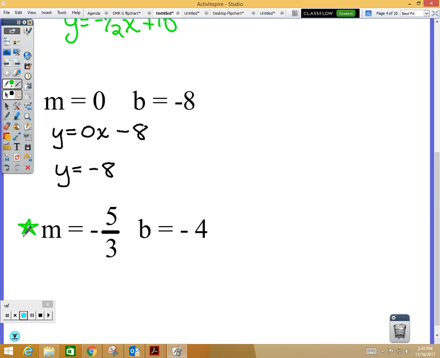So hopefully you wrote y equals negative 5/3 x minus 4. Some people, when they're writing these, they forget to put in their x. So don't get in a hurry, like some of you get in a hurry, and forget to put your x. Okay?